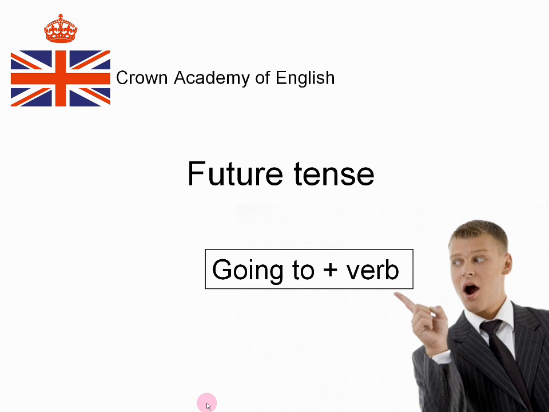Today, we are going to look at the future tense. We're going to look at verbs in the future tense, and in particular the form of going to plus a verb. Okay, because in English there are lots of different future tenses. There are about 4 or 5, and this is the first one we are going to look at. So, going to plus a verb. Let's get started.